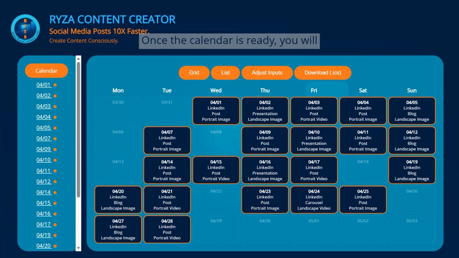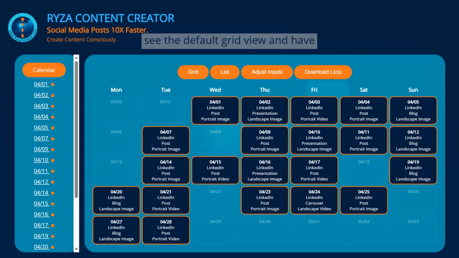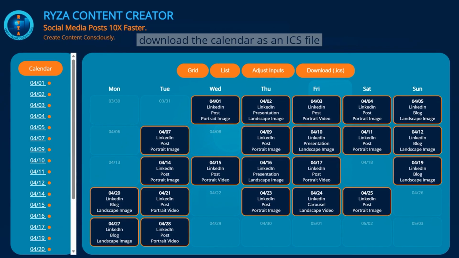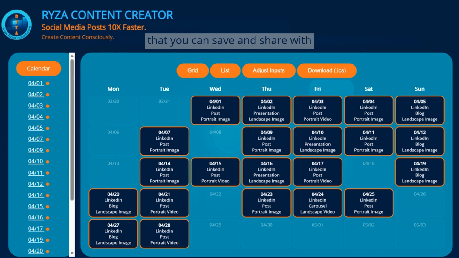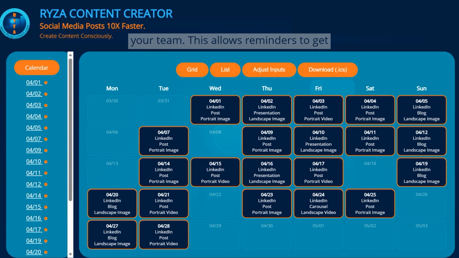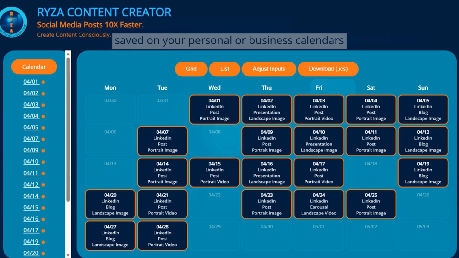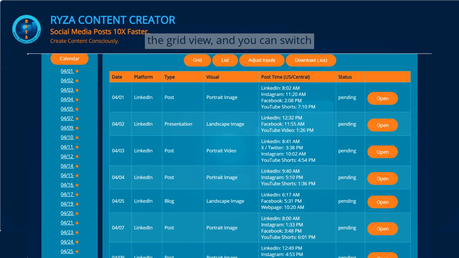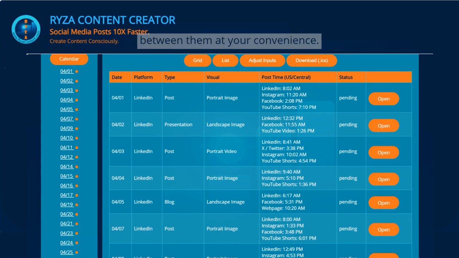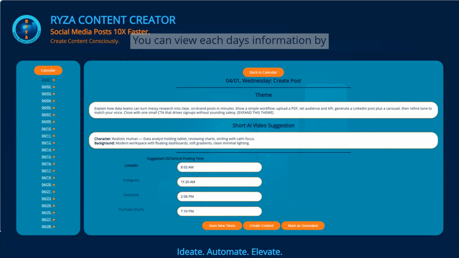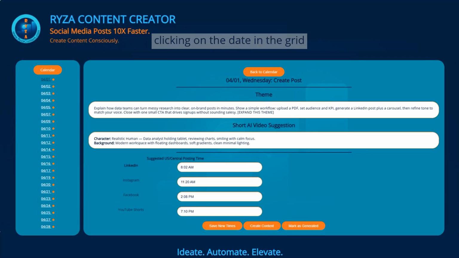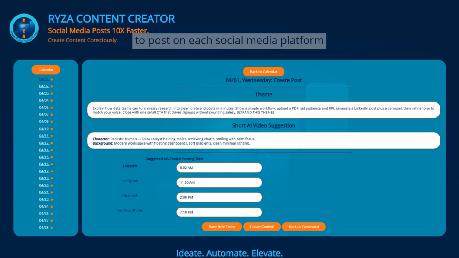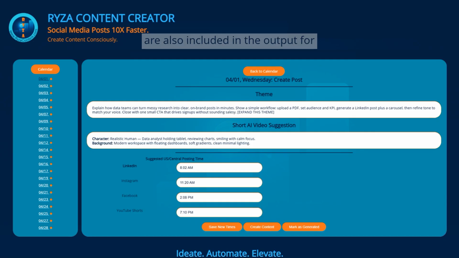Once the calendar is ready, you will see the default grid view and have some additional choices. You can choose to download the calendar as an ICS file that you can save and share with your team. This allows reminders to get saved on your personal or business calendars with alerts showing up. The list view is an alternative to the grid view, and you can switch between them at your convenience. You can view each day's information by clicking on the date in the grid or on the side menu. Recommended time to post on each social media platform are also included in the output for each day.